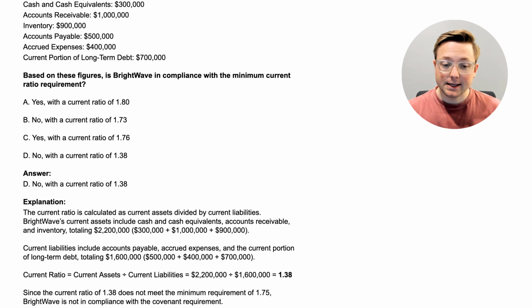The answer is D, no. They have a current ratio of 1.38, so they do not meet the requirement. So let's do this. Again, the current ratio is something very simple. I think most people know how to do it, but let's do it. The current ratio is calculated as current assets divided by current liabilities.